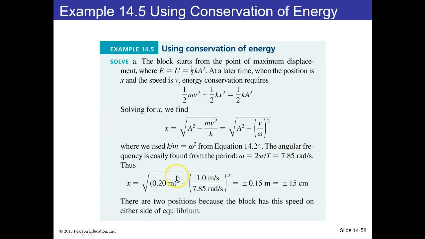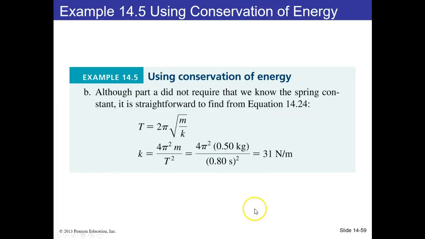So now I can plug everything into my equation. This is 0.2 squared minus 1 over 7.85, I have to square that. And I'm going to get two answers. It's going to be both 0.15 positive and 0.15 negative. So it has that speed on either side of equilibrium.